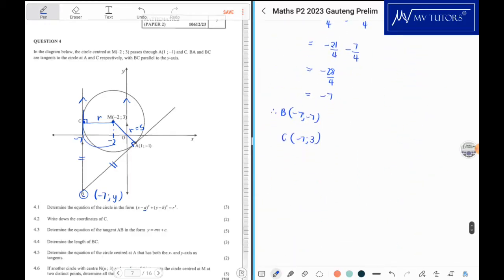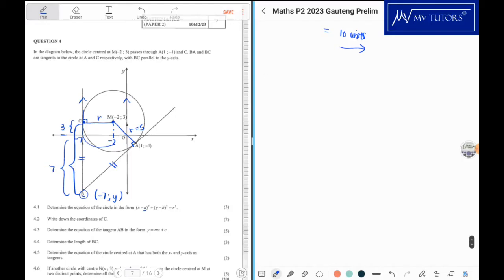And we know that BC is actually parallel to the y-axis. So in order for us to get the length of BC, we're just going to get the distance between CB or BC. Up until we get to the x-axis, we have 3 for this portion. And up until we get to point B there, we have 7. So basically, the length of BC is 10. Or you could have said 3 minus negative 7, which is 10 units. So that's the length of BC.